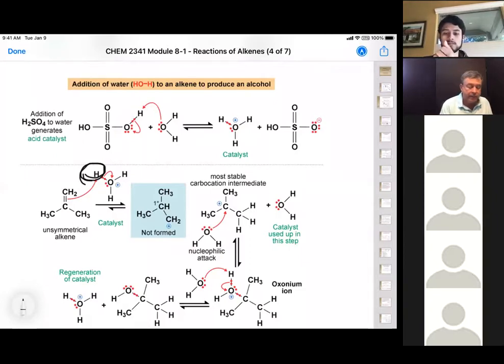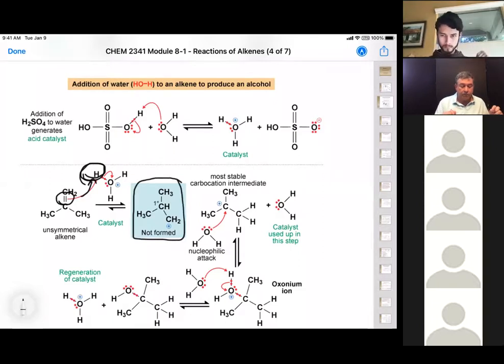And so what we see is that our alkene is our nucleophile. It's going to reach out with its electrons and grab that hydrogen to give us our intermediate. Okay. Notice we don't form the primary carbocation, we form the tertiary carbocation. The primary is not formed, the tertiary is. And it's actually drawn, this is the tertiary carbocation, but it doesn't form the primary.